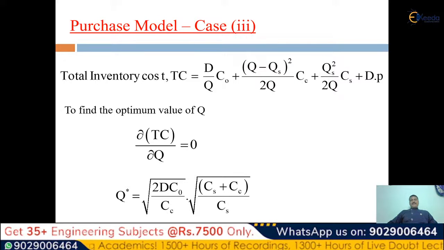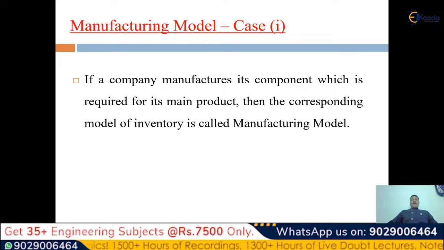The next part is the manufacturing model, or how to deal with inventory during the manufacturing process. For example, if a company is manufacturing a component which is required for its main product, then the corresponding model of inventory is called the manufacturing model.